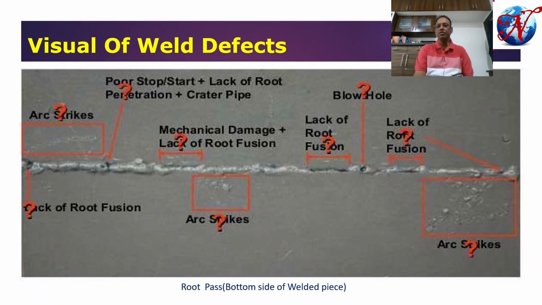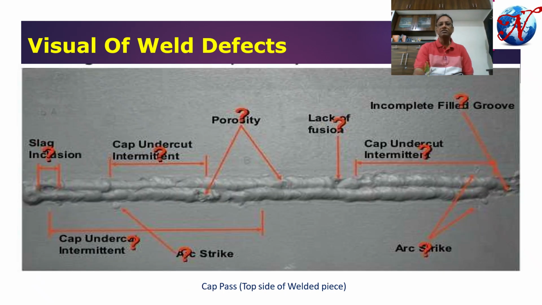First of all, before taking the radiography, the inspector needs to visually identify the appearance of the defects. The first one is the visual impression of the weld root defects, and here it is the visual impression of the weld defects from the fill up or capping.